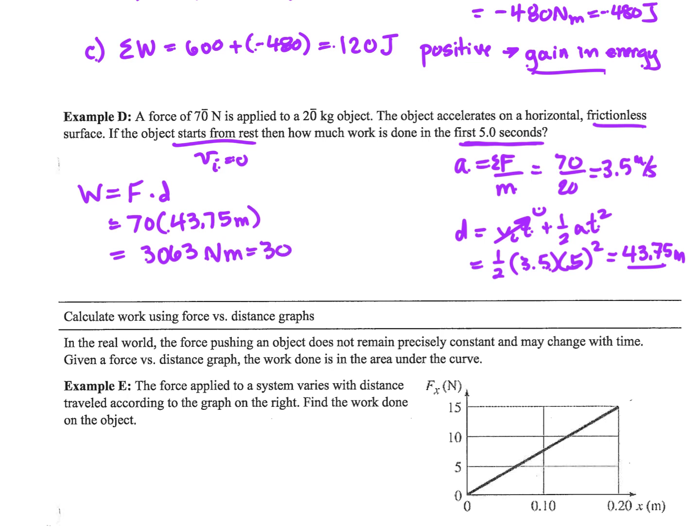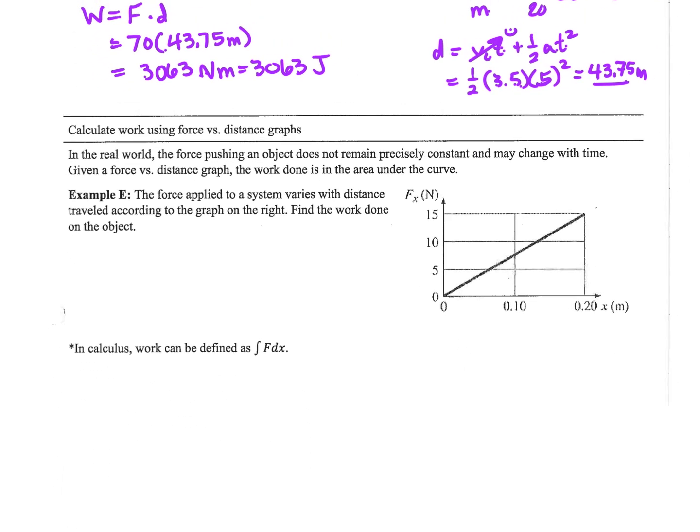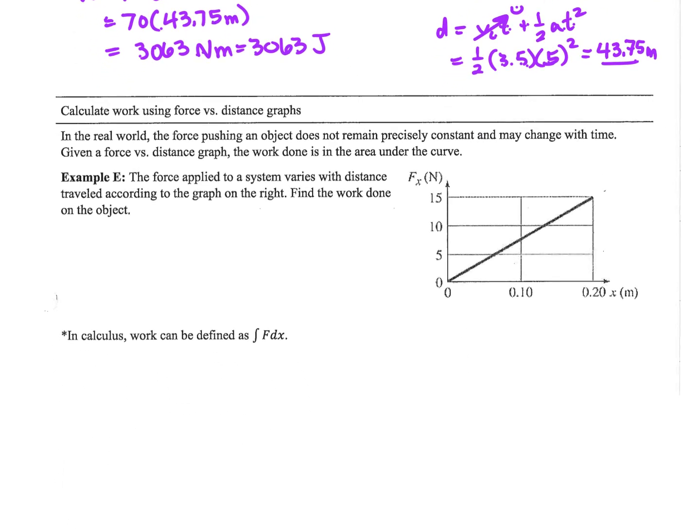Now, work using a force distance graph. Well, if you think about it, work is equal to force times distance. If we have force on one axis and distance on the other axis, force times distance is going to be the area under the curve. And look what it says. Work done on a force distance graph is area under the curve. So that's what we're going to actually look at.